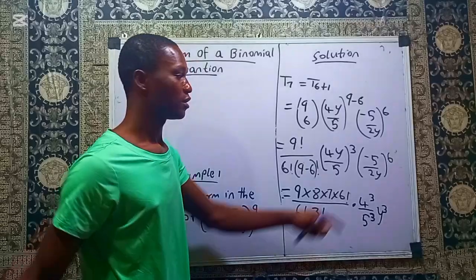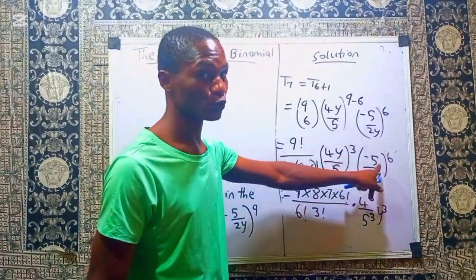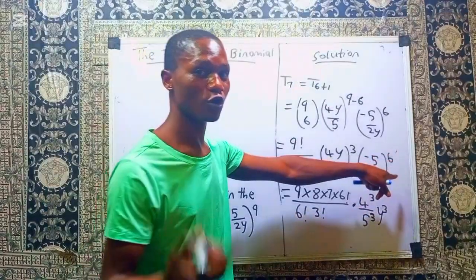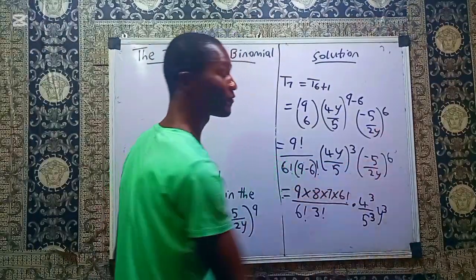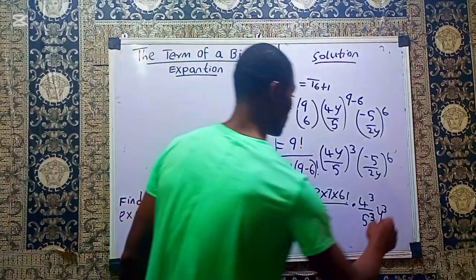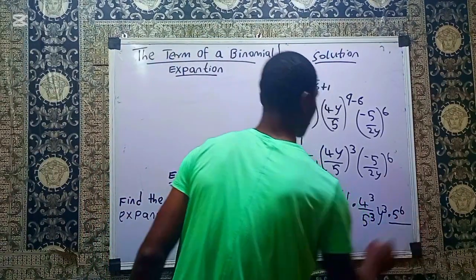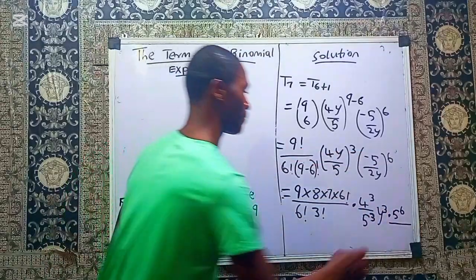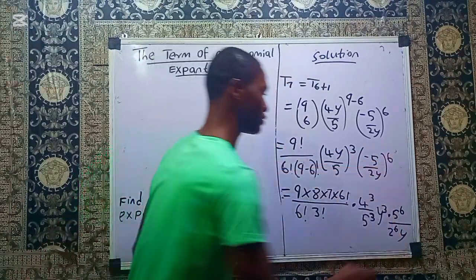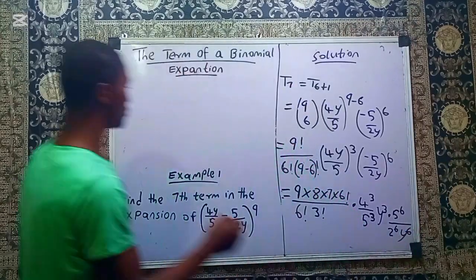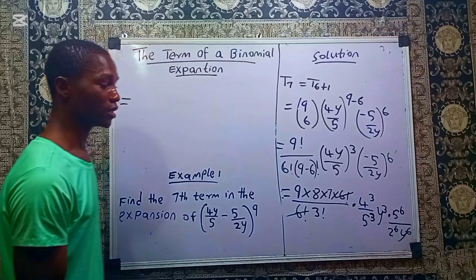Then coming here, minus 5 raised to power 6, because 6 is an even number, the minus will not be there. But if you are raising minus 5 to an odd power, the minus will still be there. So minus 5 raised to power 6 is the same thing as 5 raised to power 6. So I have multiplied by 5 raised to power 6 divided by 2 raised to power 6, then y raised to power 6. So if you do this simplification, 6 factorial can cancel 6 factorial.